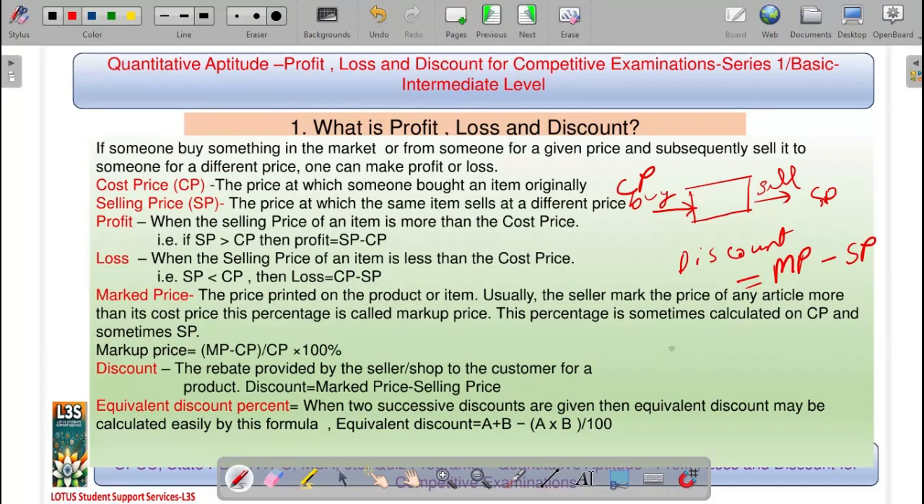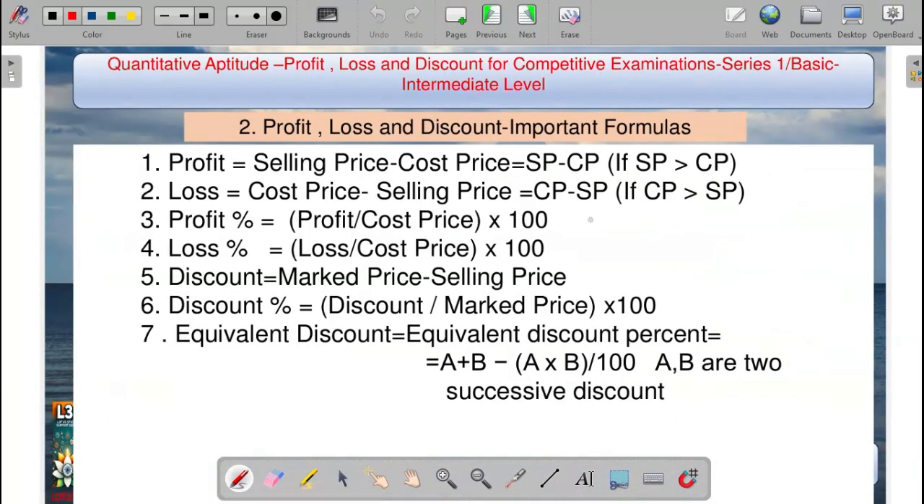Now, equivalent discount percent. When two successive discounts are given, say A% and then B%, then the equivalent discount may be calculated by the formula A plus B minus A into B by 100. We'll do some problems related to it, then it will be clear. And now we'll discuss some important formulas.